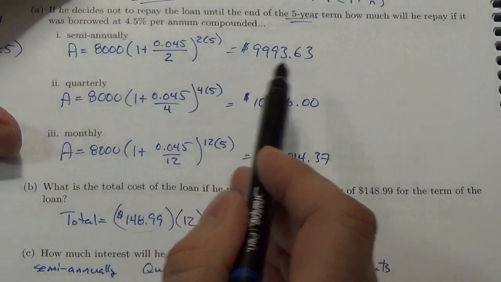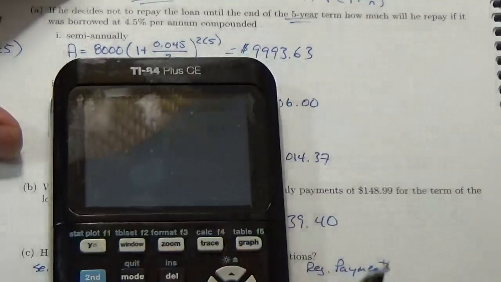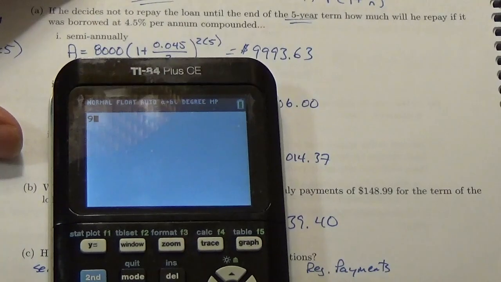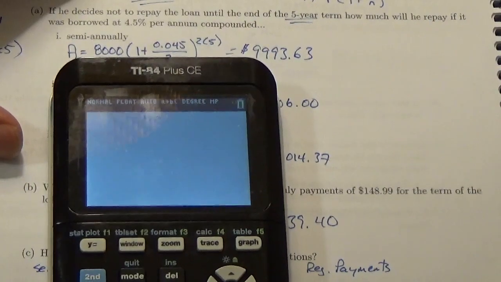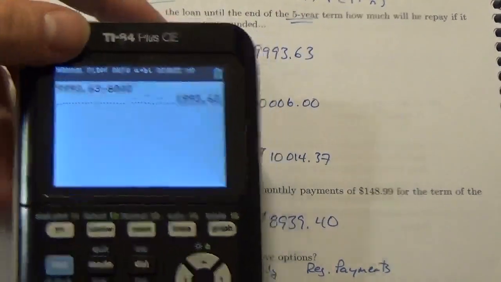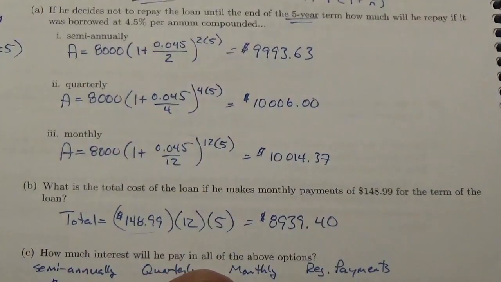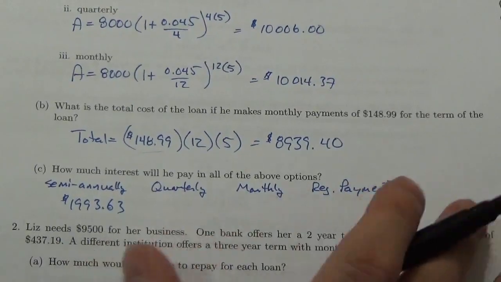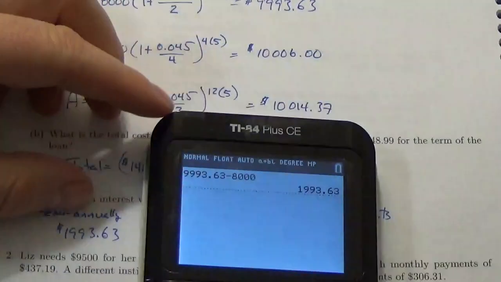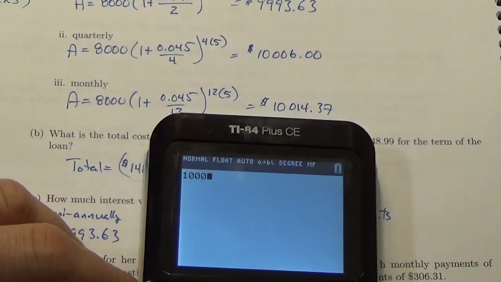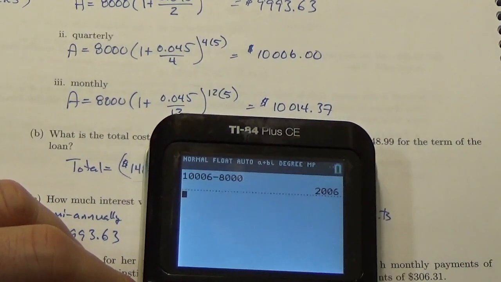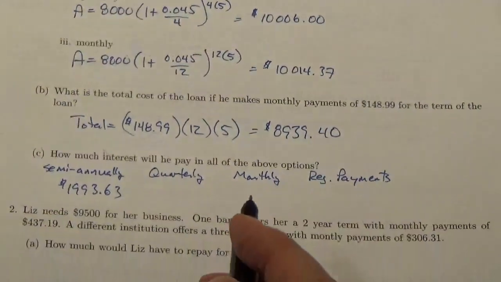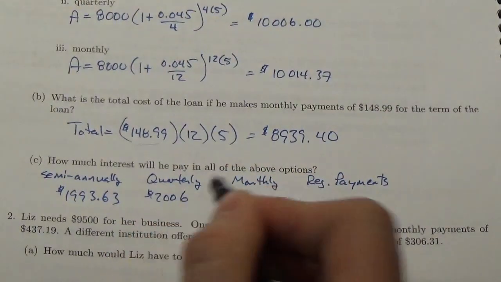So if we take a look at the semi-annual one here, we paid $9,993.63. We'll subtract $8,000 from that, and we paid $1,993.63. Now let's go to the next one. Quarterly. Well, Roger paid $10,006, and that was it. But he only owed $8,000. So he paid back $2,006 in interest.